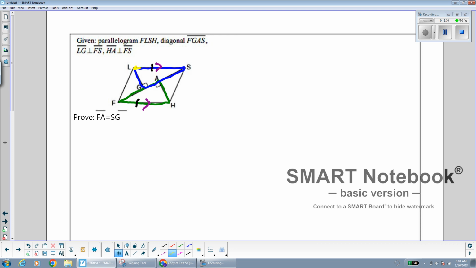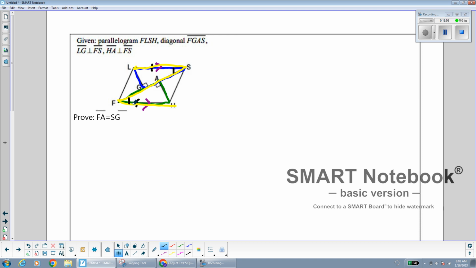So, parallel lines cut by a transversal, and guess what? I see that letter Z. So I know that in the corner of my letter Z are those congruent alternate interior angles. Since I have parallel lines cut by a transversal, the alternate interior angles are congruent.